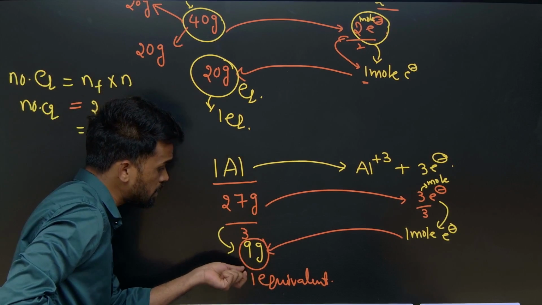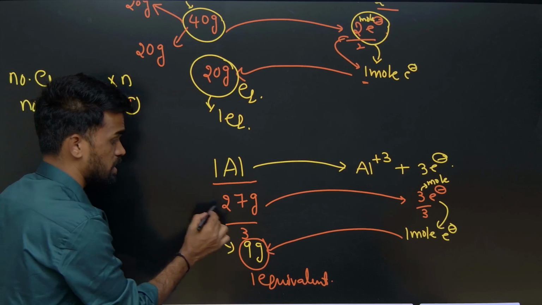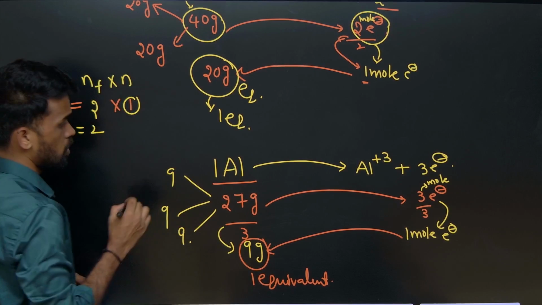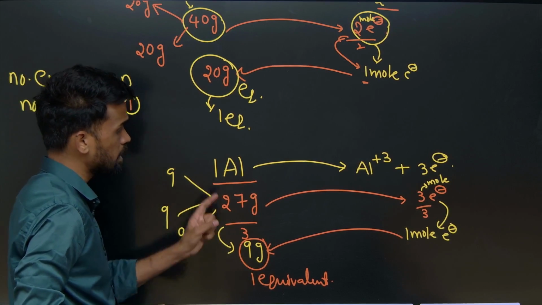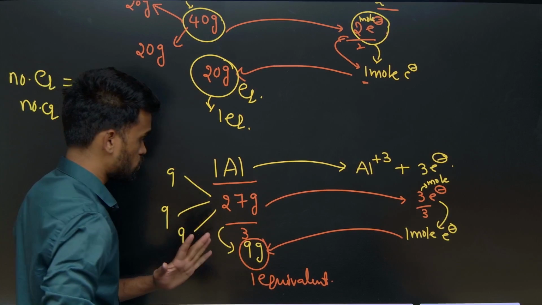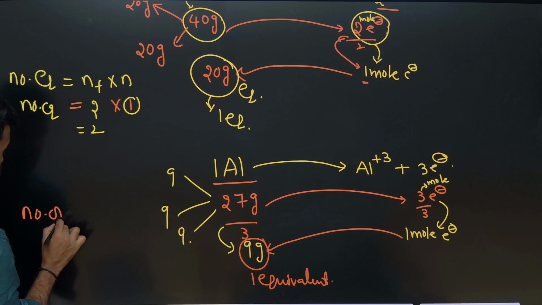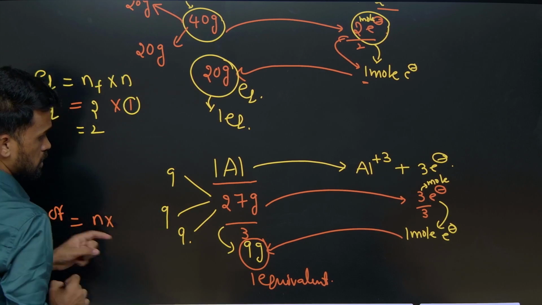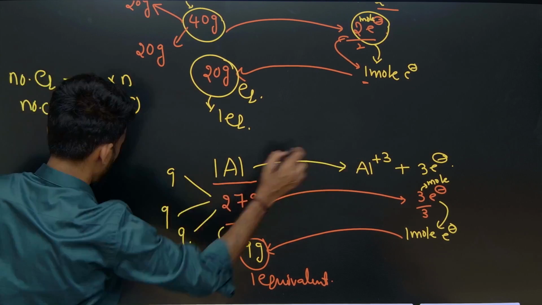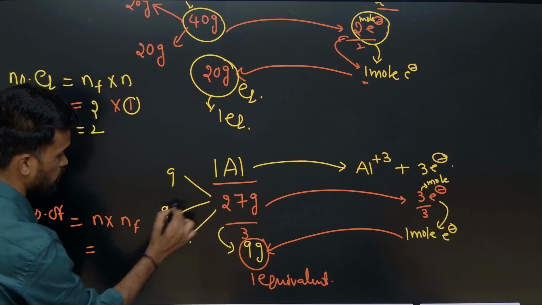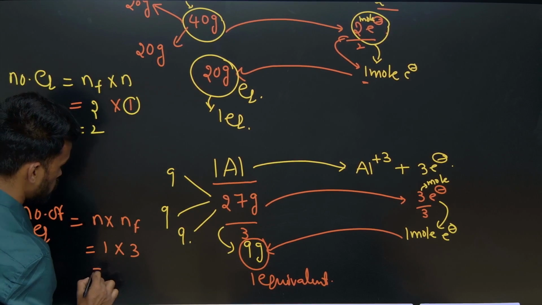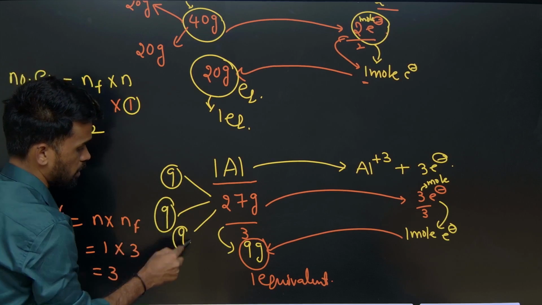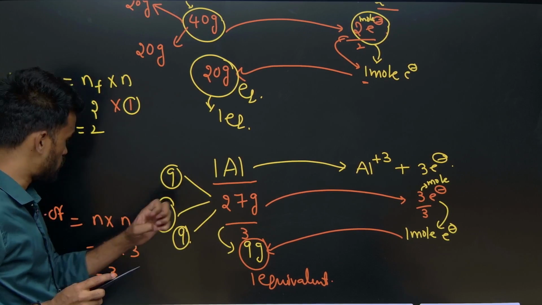So how many of these equivalents are present in these 27 grams, if I ask? There will be 3 parts, right? 9 grams, 9 grams, 9 grams. So if I ask in 1 mole how many equivalents are present, just write number of equivalents equals number of moles into, see, in 1 mole how many are there? 3. So our n factor is 3. That will be 3 into 1 mole, so equivalents are 3. What are those? 9 grams, 9 grams and 9 grams. These are the number of equivalents one should understand from this.